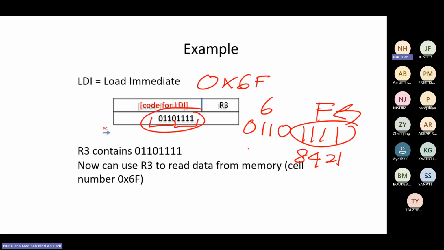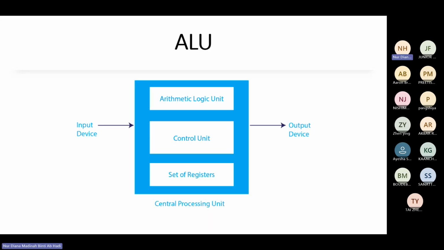Same goes with this one. 8421. So 4 times 1 plus 2 times 1, you're going to get your 6. Okay? So this will be the summary.